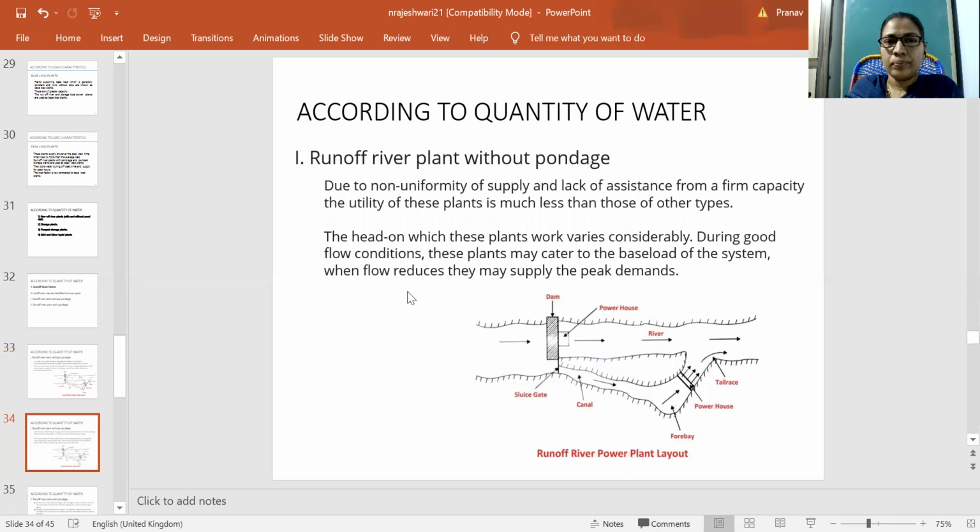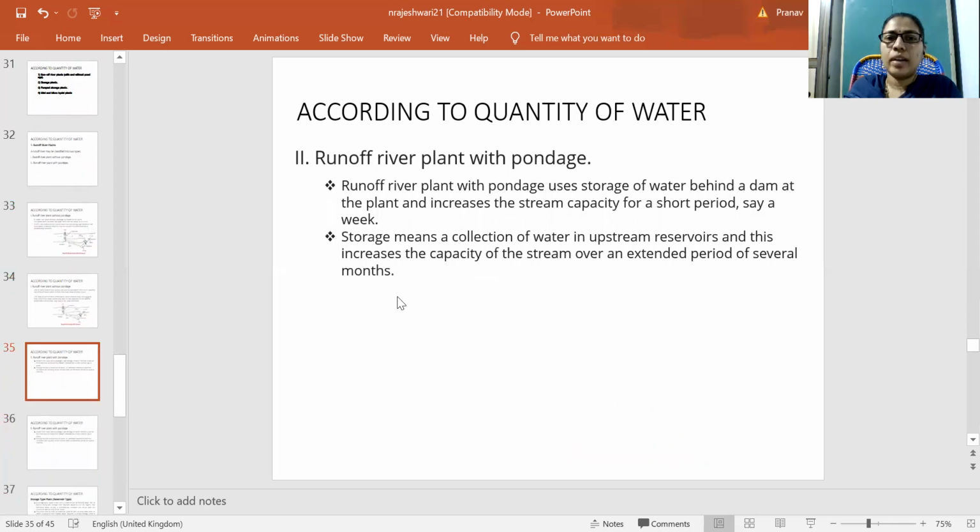And this is due to non-uniformity of supply and the lack of firm capacity, and the utility of these plants is much less than those of other types. The head on which these plants work varies considerably, and during good flow conditions, these plants may cater to the base load of the system. And when flow reduces, they may supply the peak demands only. So this is about run-off river plant without pondage or storage.